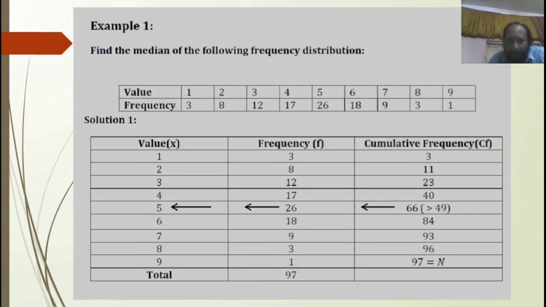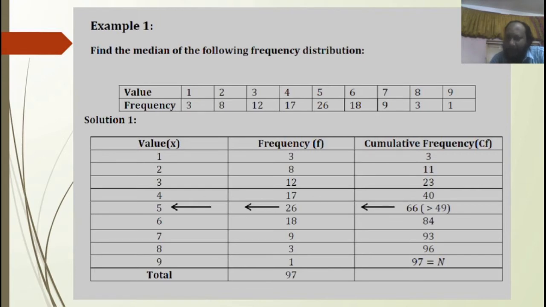Here is an example. Find the median of the following frequency distribution. Values are 1, 2, 3, 4, 5, 6, 7, 8 and 9. The frequencies are 3, 8, 12, 17, 26, 18, 9, 3 and 1. So the values are 1 to 9 and the corresponding frequencies are 3, 8, 12, 17, 26, 18, 9, 3 and 1. So the cumulative frequencies are, how can we find cumulative frequency?